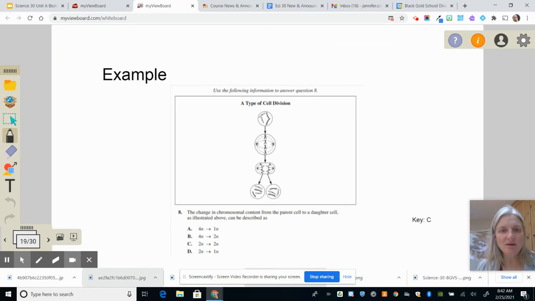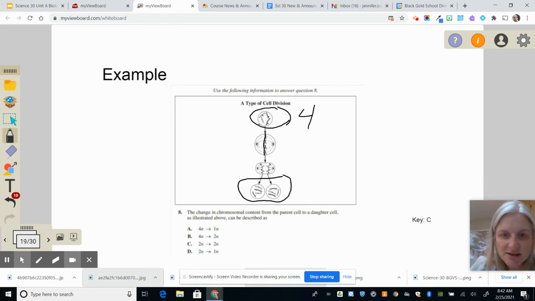All right, here's an example here. You have a type of cell division happening, and if I look at this first cell division here, I see 1, 2, 3, 4 chromosomes. Right here, the 4 chromosomes have duplicated so that they have a partner, and then those partners are pulled apart, and then these new cells, you see, they still have 4 chromosomes in each one.